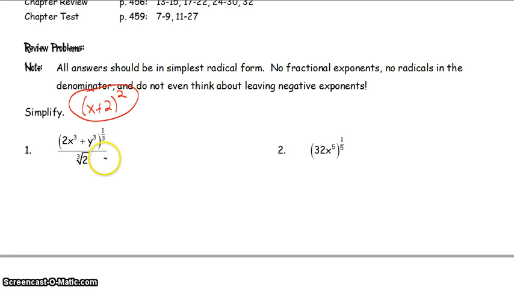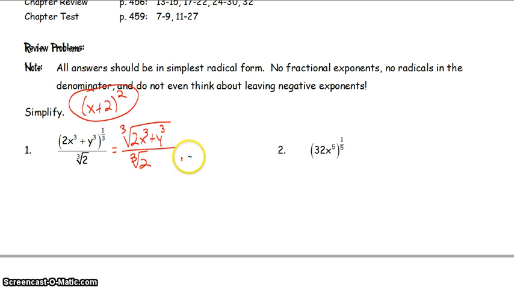So the only thing we can really do here is rewrite the top as the third root of 2x cubed plus y cubed. That stays the way it is. And then down here I have the third root of 2. Well, I have one 2. I need 2 more 2's so I can break that radical symbol.